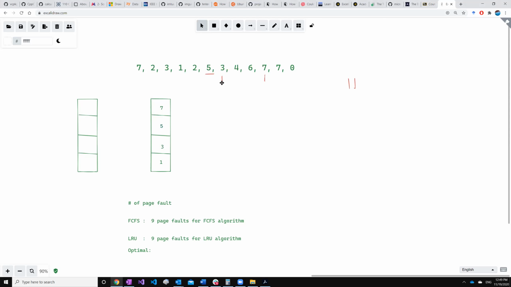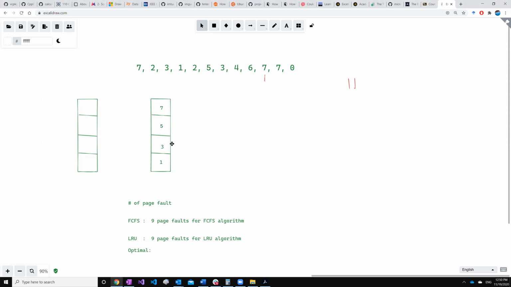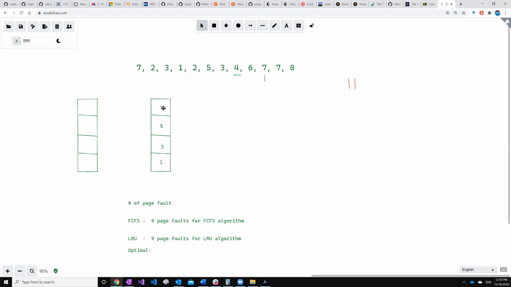Now the next one, you want to load the 3, and you can tell it's immediately there. You don't need to change anything. And the next you want to load 4, and which element shall I unload to make space for 4? Well, take a look. Now what do we get inside the table? We get 7, 5, 3, 1.